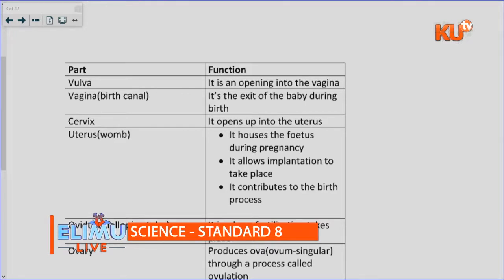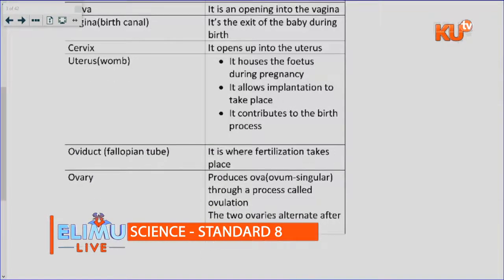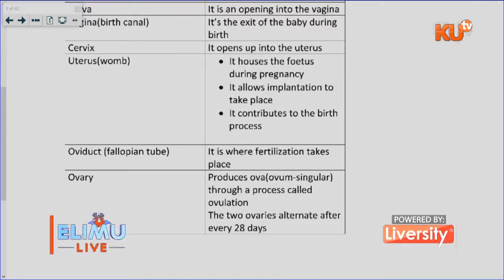It houses the fetus during pregnancy, and it allows implantation to take place, and it also contributes to the birth process. As we move forward with the lesson, we'll come to see what is implantation, and we'll also come to see how the uterus contributes to the birth process. We have the oviduct, also called the fallopian tube, and it is where fertilization takes place. As we move on, we'll also come to define the term fertilization.